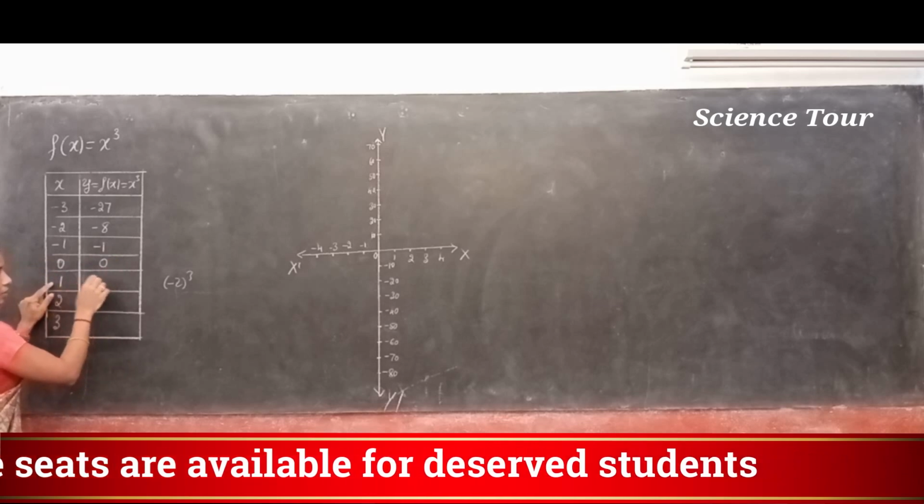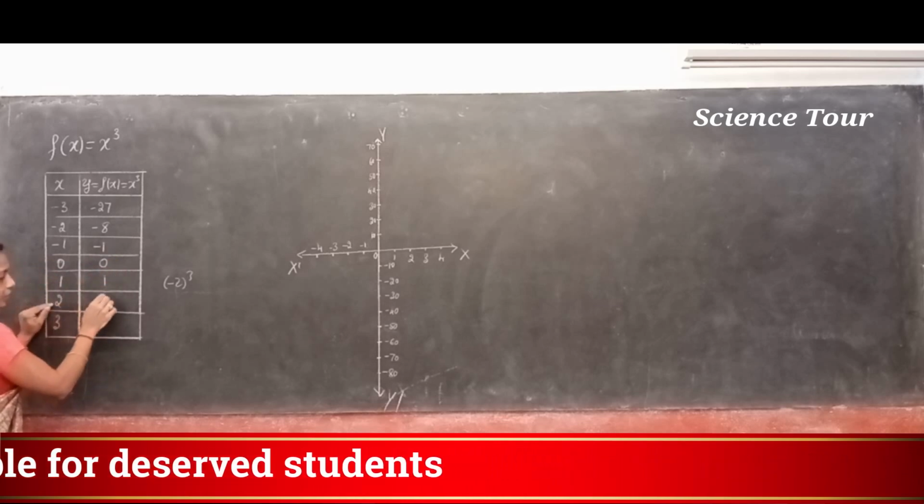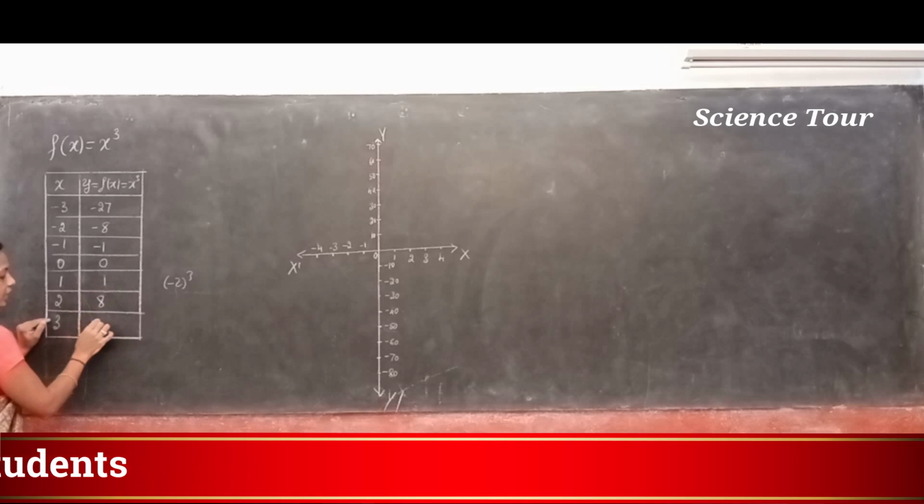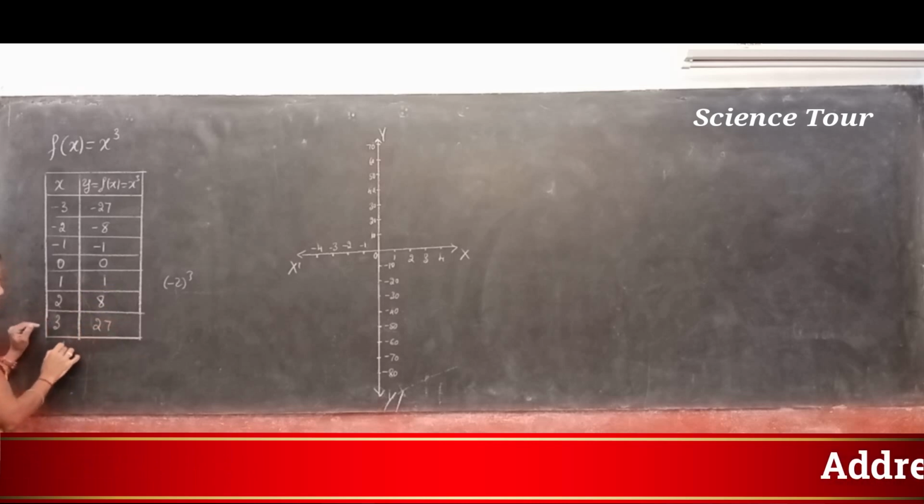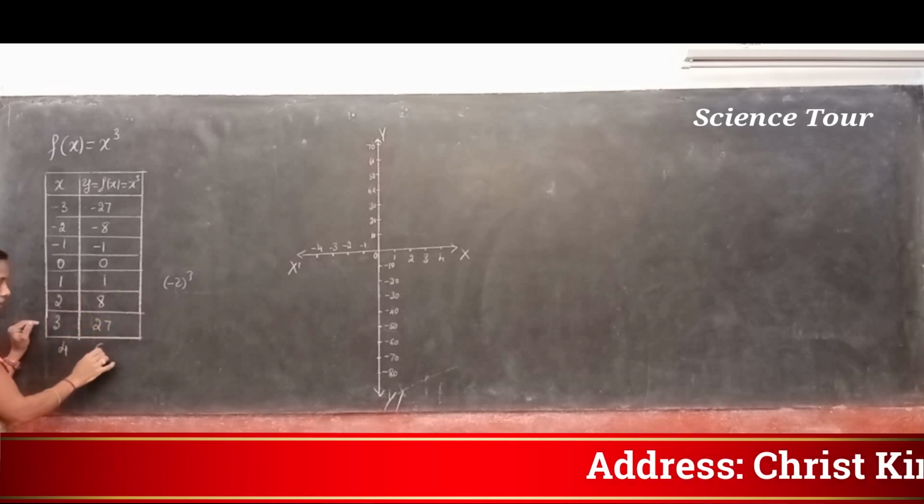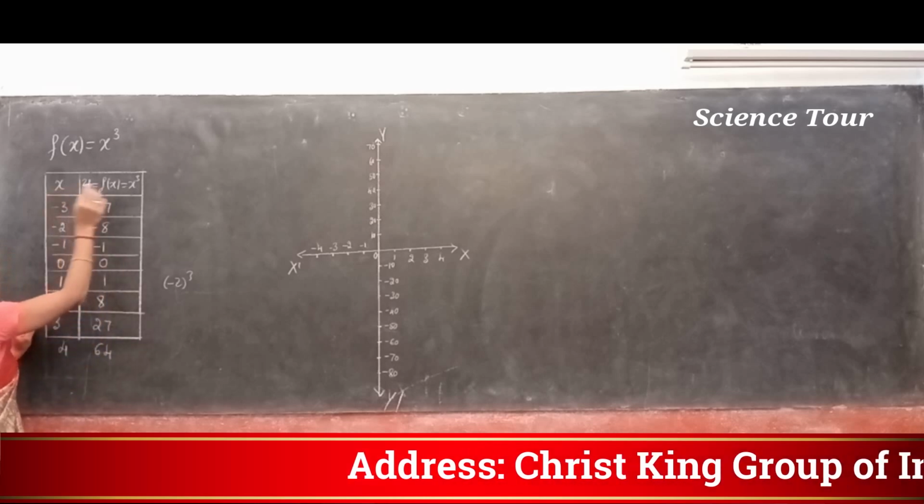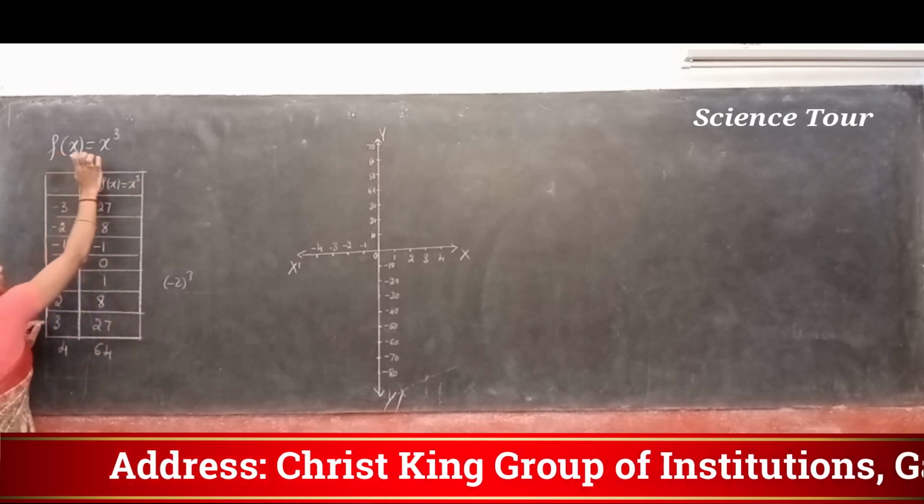Then cube of 1 is 1. Cube of 2 is 8. Cube of 3 is 27. If you take 4, then cube of 4 is what? 64. And what is cube of minus 4?